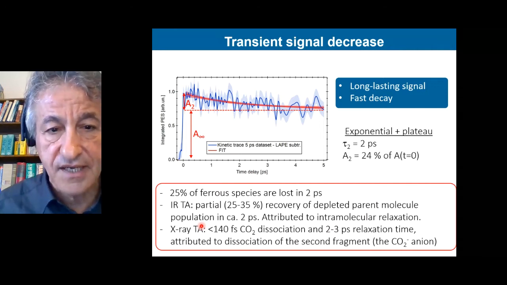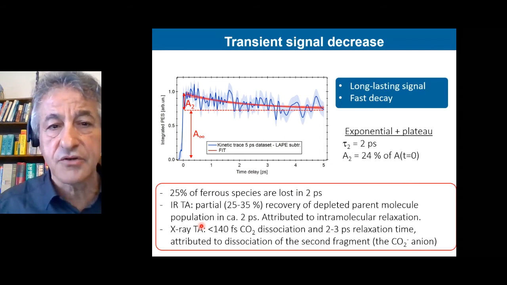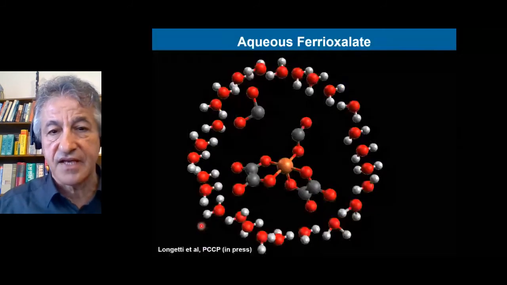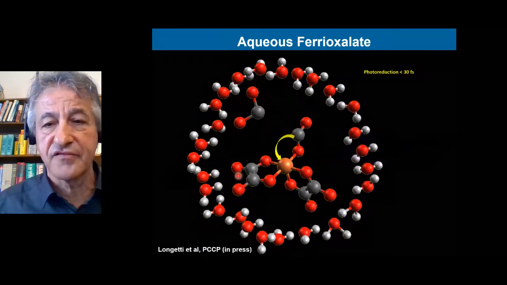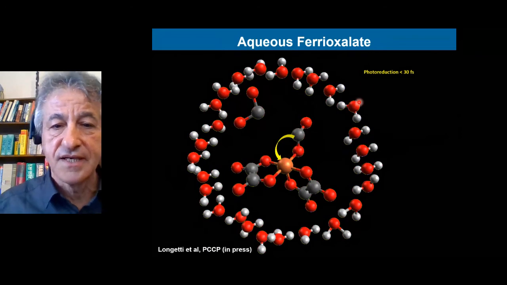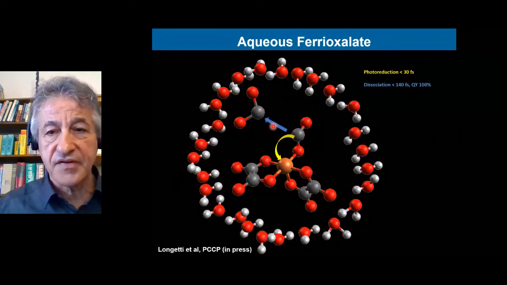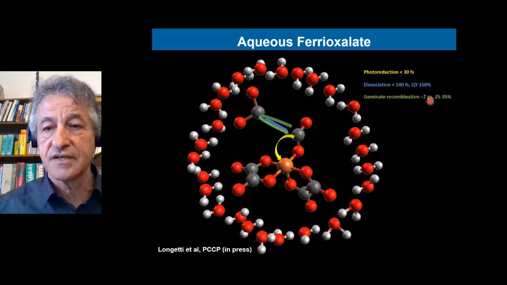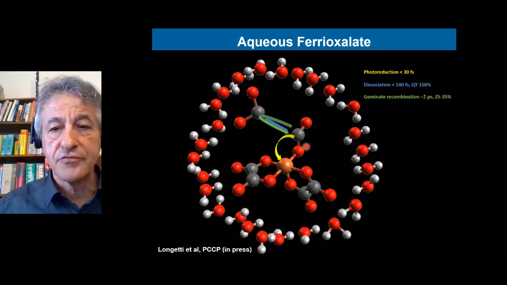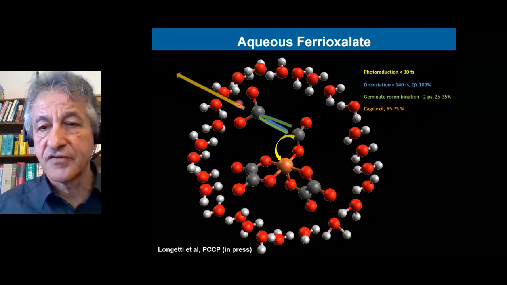So in order to reconcile all these results and ours, there's one parameter that the people did not look into, and that is the solvent effect. I'm just summarizing and cutting short many explanations. What happens after excitation, you have photoreduction in less than 30 femtoseconds. I believe it would be basically in attoseconds. You split off a CO2 in less than 140 femtoseconds at a yield of 100%. However, 25% to 35% of these molecules recombine in about 2 picoseconds. And the rest gets out and reacts with other unphotolyzed molecules.